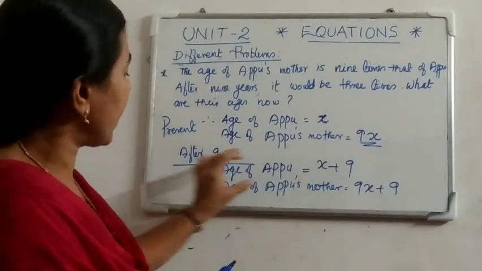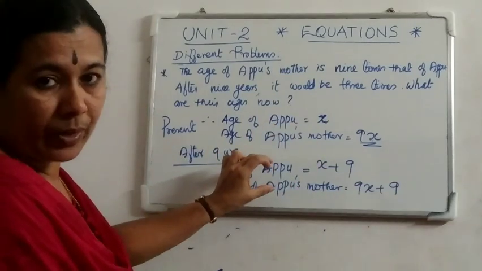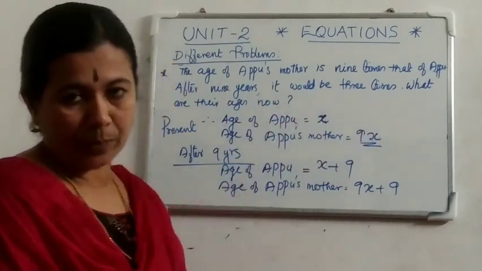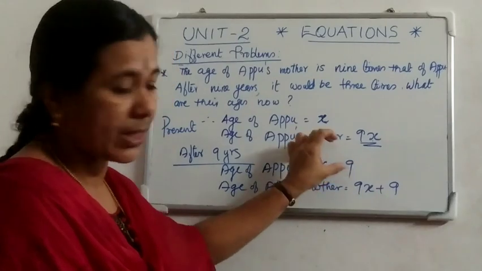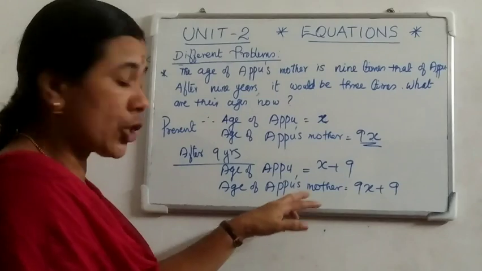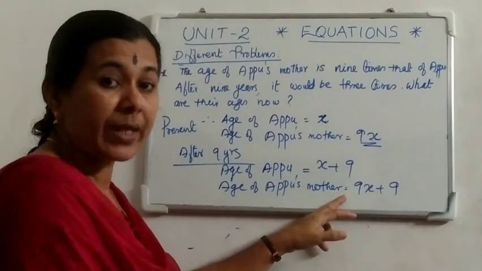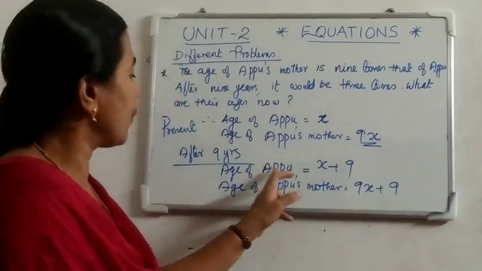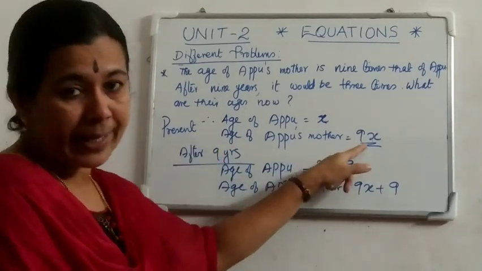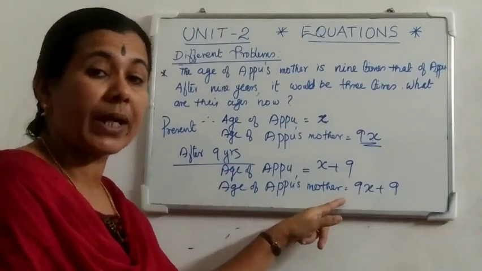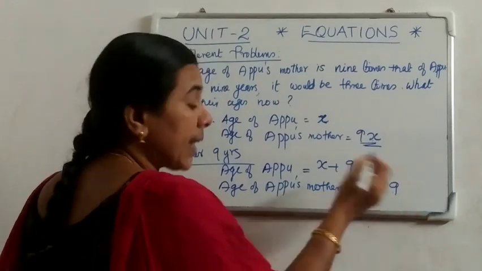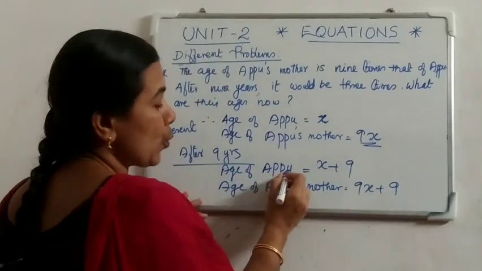Now, the relation between these two ages. After 9 years, the relation would be 3 times. What is 3 times? The age of Apu's mother is 3 times that of Apu's age. Present age is 9 times. After 9 years, it would be 3 times. Therefore, Apu's mother's age is 3 times that of Apu's age.